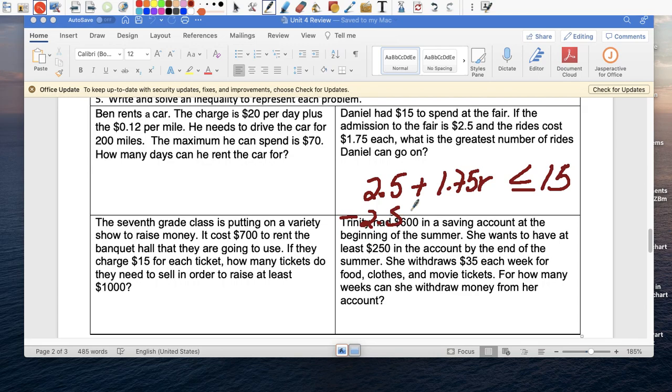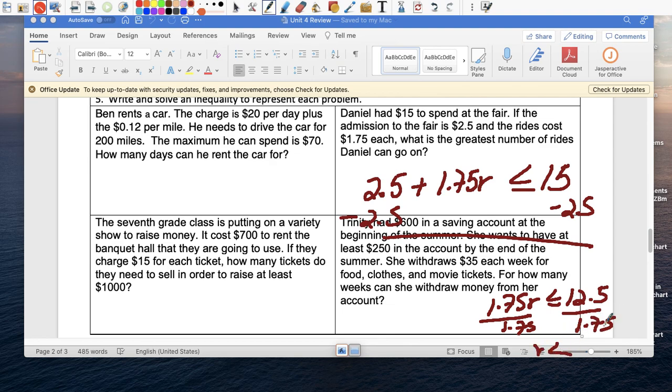Well, minus $2.50 on both sides. We're going to get 1.75R less than or equal to 12.5, right? Divide both sides by 1.75. And R is 12.5 divided by 1.75, which is 7.14 rides. So, in the context of this story, the maximum number of rides he can go on is 7. Oops, I wrote R. The maximum number of rides he can go on is 7 or less, right, in the context.